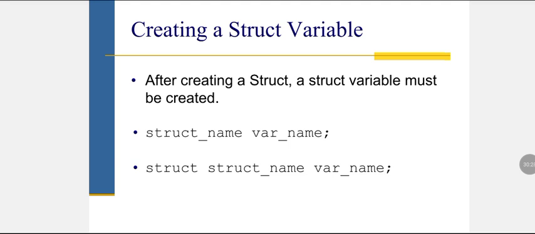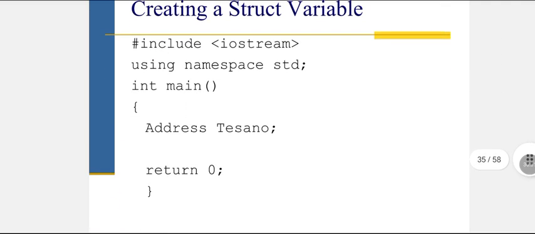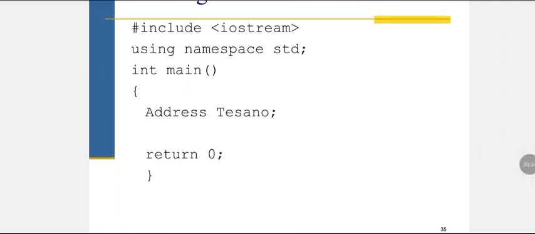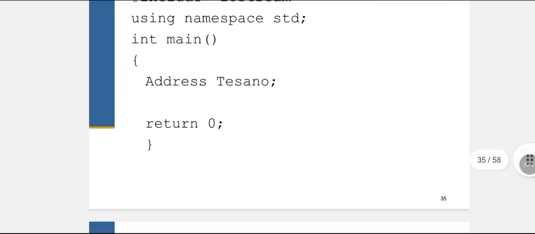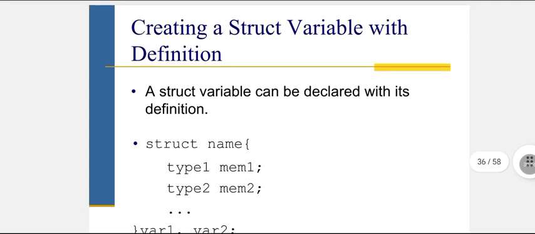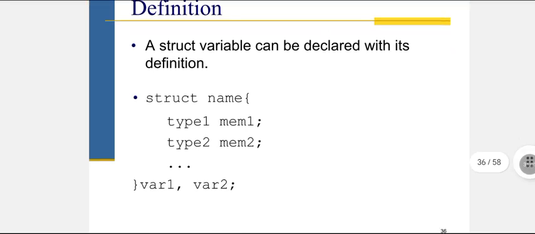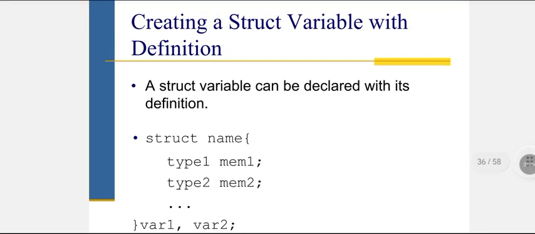We look at an example of creating a struct variable. So you can see an example. Inside our function we have an address called Tesano, that's in Accra. So we have address Tesano, then return 0. Then we move on to creating a struct variable with the definition. A struct variable can be declared with its definition.